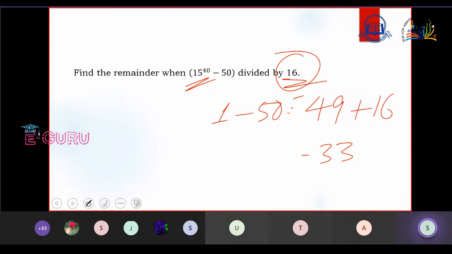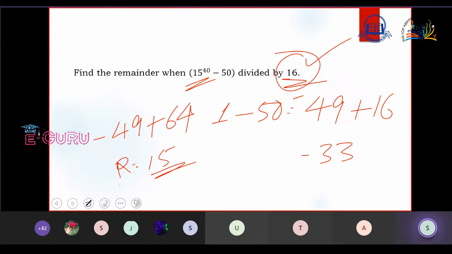Or else what can we do? See here, when we are getting minus 49, we just take the multiple of 16 which is just above 49. We know that 16 into 3 is 48, which is again below 49. So we will take the next multiple, 16 into 4, that is 64. So 64 is the number which is greater than 49. We will add 64 directly so that we get the remainder directly. This will be 15, right?